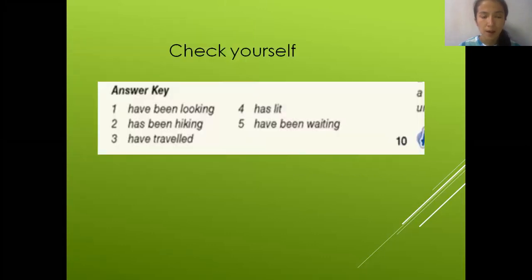Check yourself. Answer key. The first sentence, have been looking. The second sentence, has been hiking. The third sentence, have traveled. And the fourth, has lit. And the fifth, have been waiting.